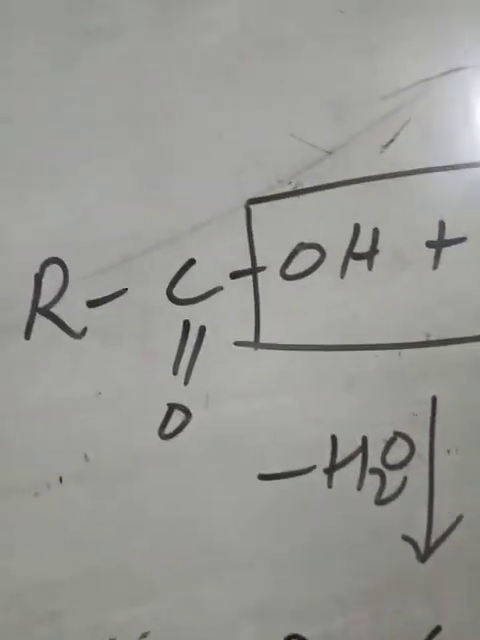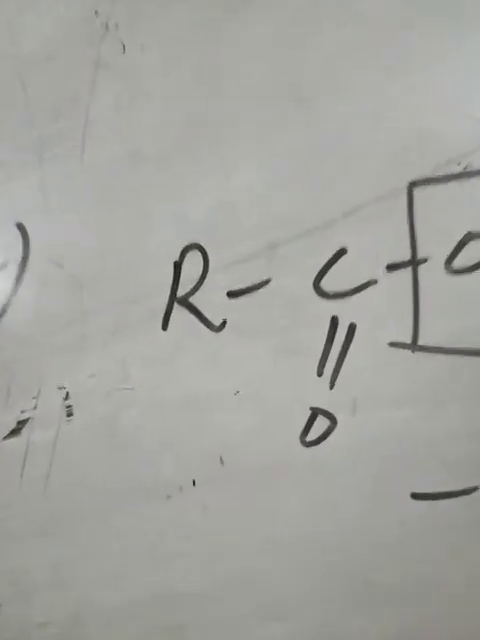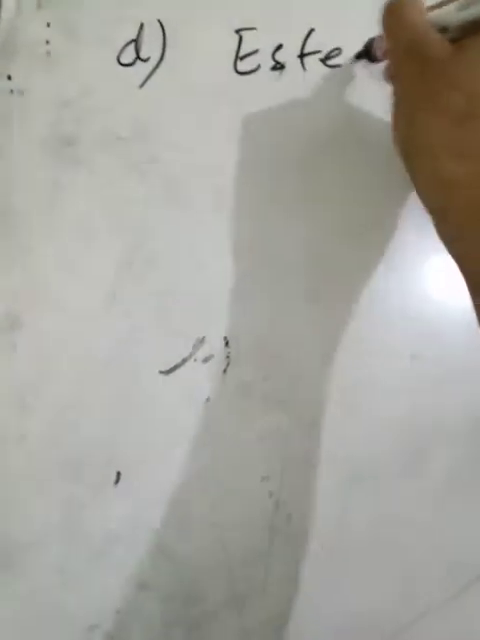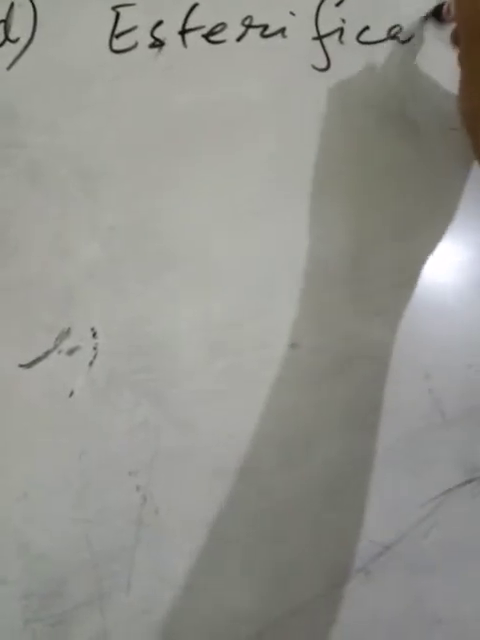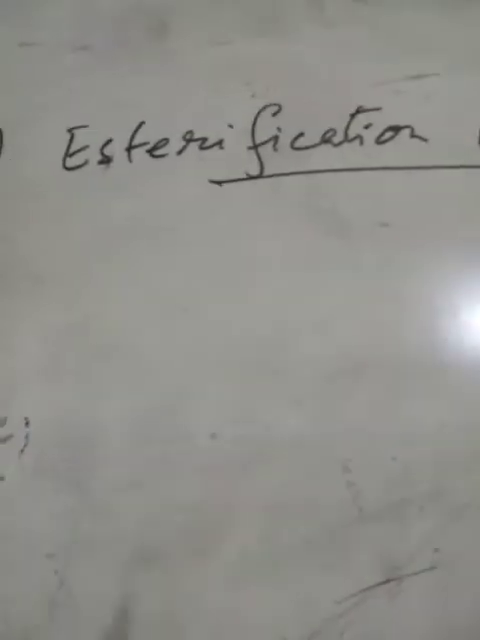These are the reactions of OH group. Another very important reaction is the esterification reaction. Number D, esterification reactions. These are also reactions of the OH group. In the preparation of acids, you have seen the saponification reaction, which is just the opposite of the esterification reaction.